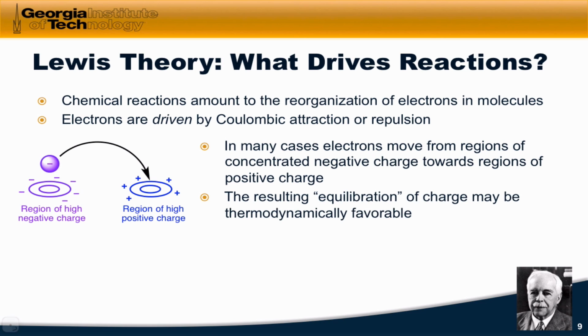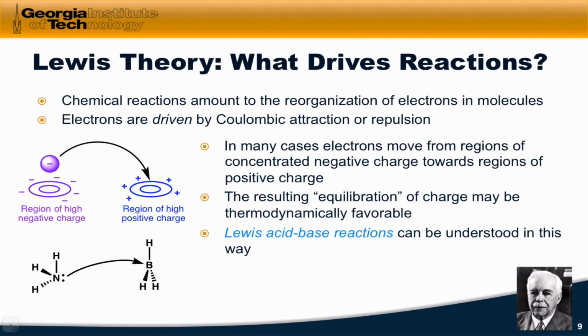When this happens, the resulting equilibration may be thermodynamically favorable, and this is part of what drives chemical reactions to go forward. And this is how Lewis understood acid-base reactions, that the base was donating a pair of electrons to the acid, which could be a proton like H+, or could be anything with partial or full positive charge. For example, ammonia has a lone pair that it can donate to boron in BH3, which is a Lewis acid because of its incomplete octet and its lack of electrons.